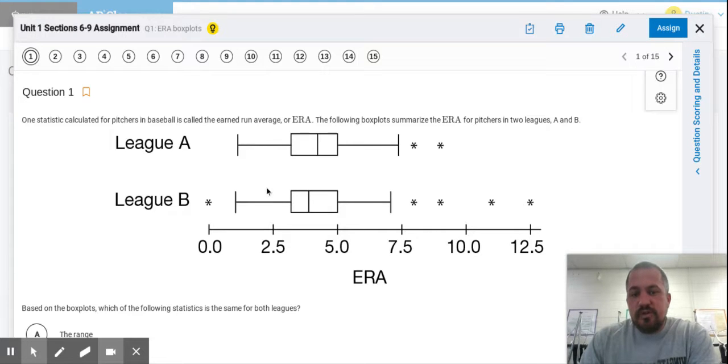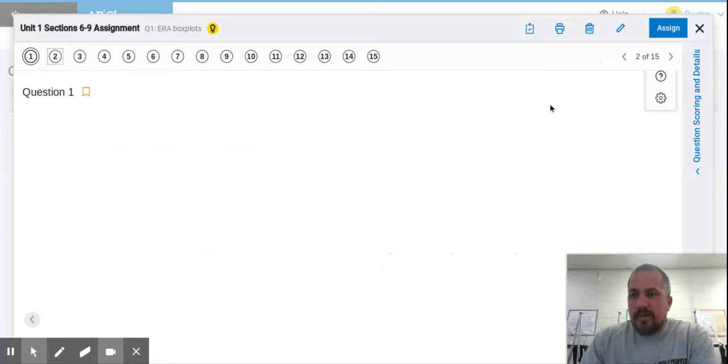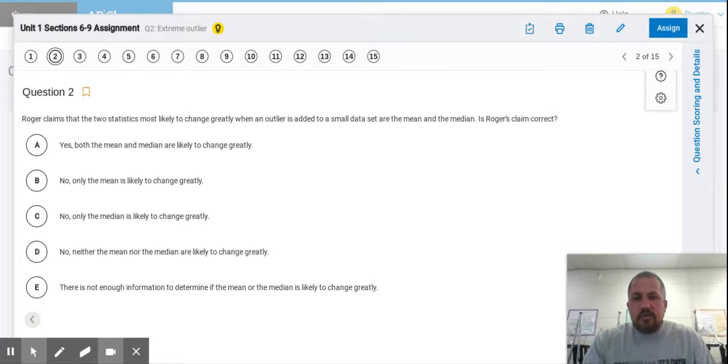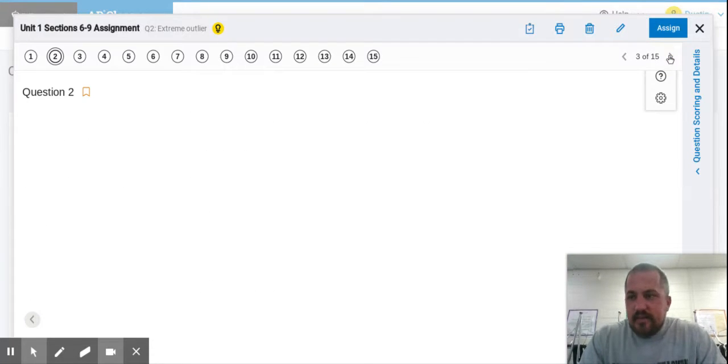First one, you'll be comparing two box plots. Remember, the stars are your outliers in these. And question number 2, you will be looking at what happens when you add an outlier. What happens to the mean and the median? So when you add an outlier, what will happen to the mean and the median?